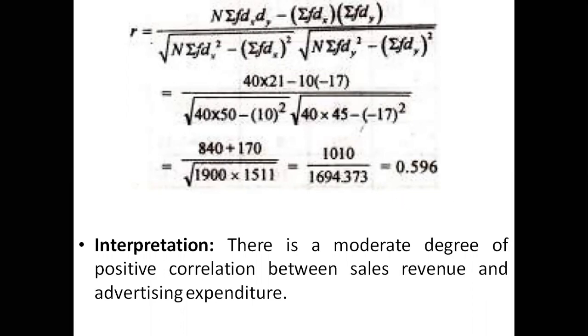Now interpretation is equally important as we solve the question. How do we interpret it? As in the question it was given that we need to check the correlation coefficient between sales revenue and advertising expenditure. So here, because the value is 0.59 which is less than 0.7, we can interpret that there is a moderate degree of positive correlation between sales revenue and advertising expenditure.